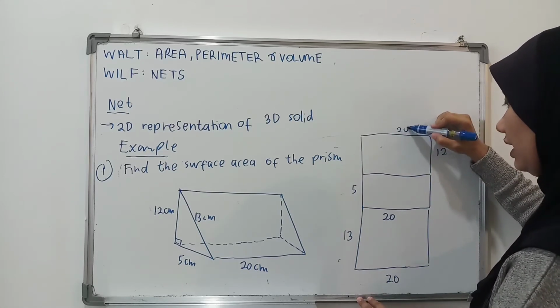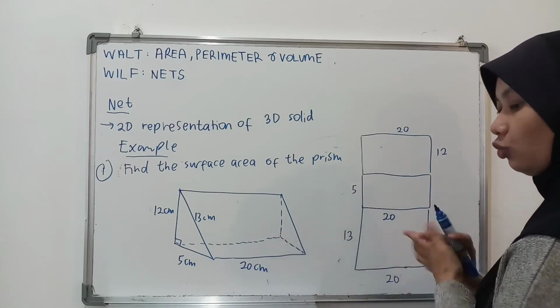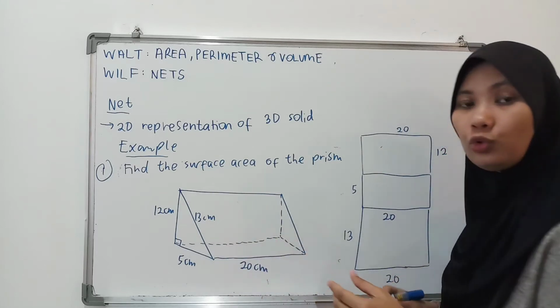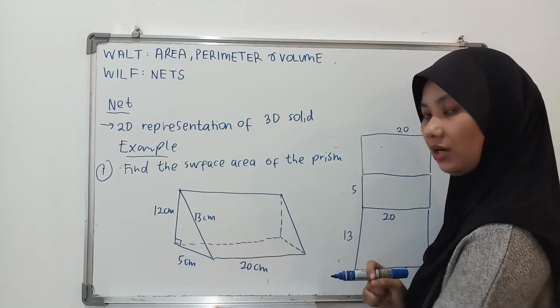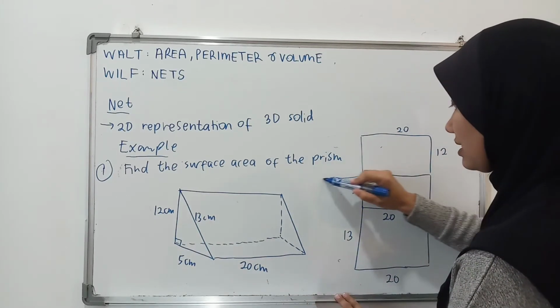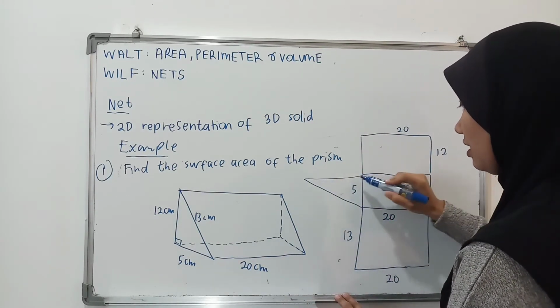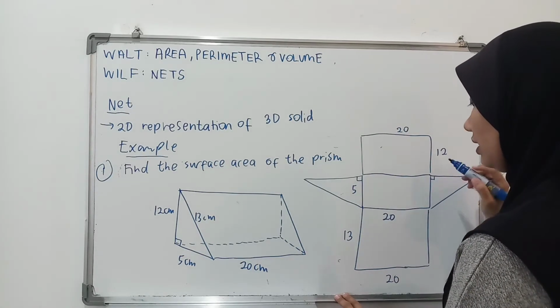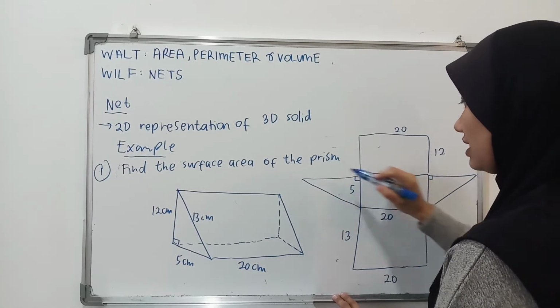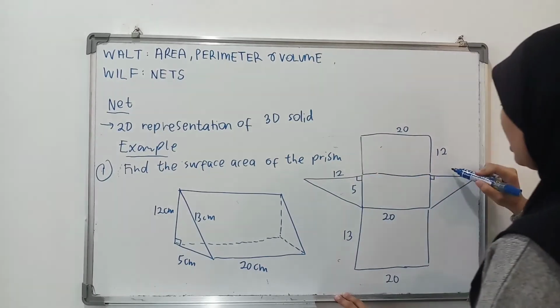And then we have a triangle. Try to push down that triangle. You need to do it inside your mind. Push down, so you will get something like this, a right angle triangle. And this is 12. This is 5.